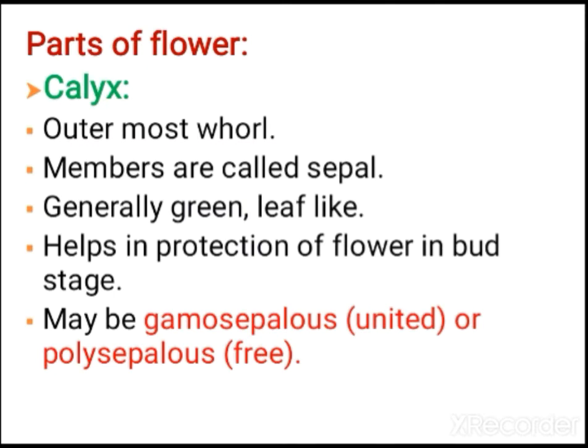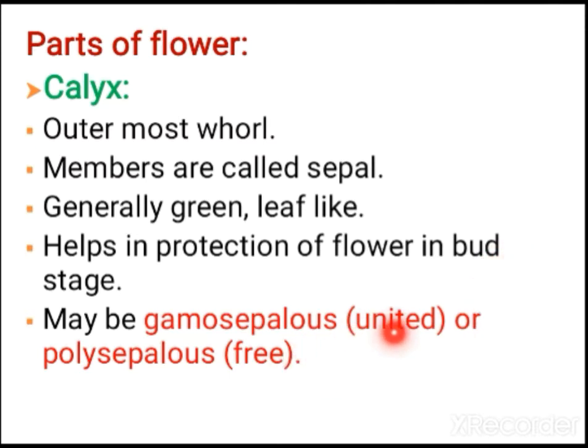So now let us see the various parts of the flower. First it is the calyx. The calyx is the outermost whorl, green in color. The members of the calyx are called sepals. Sepals are green in color and look like leaves. What is the function of the calyx? It protects the flower in the bud stage.